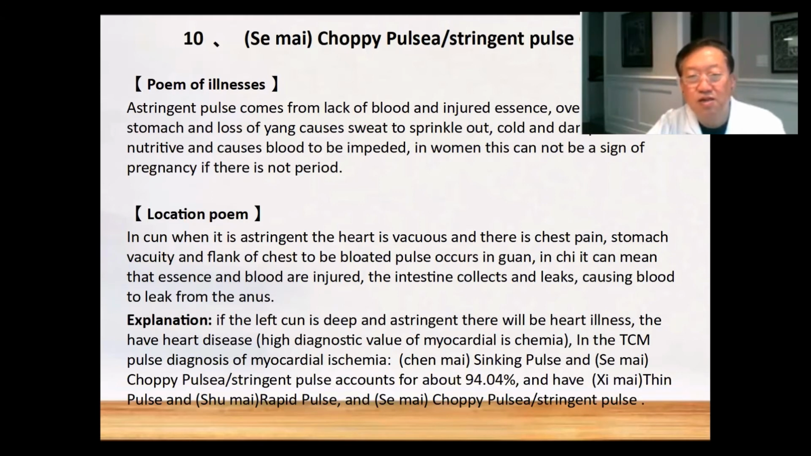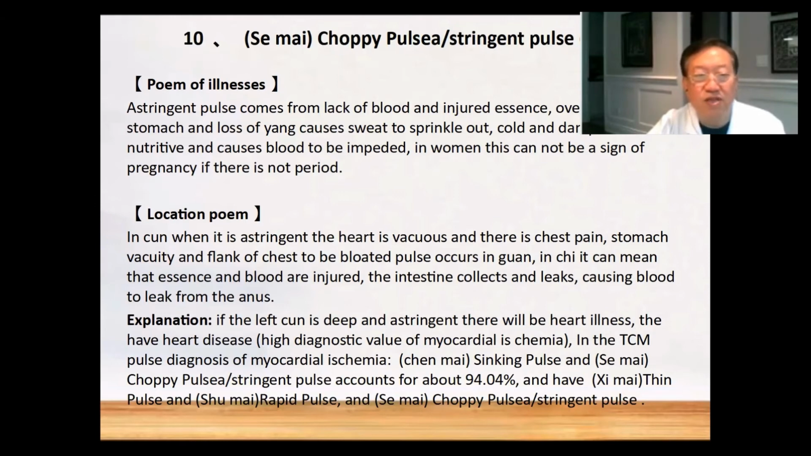Location poem. In Xuan, when it's astringent, the heart is vacuous and there is chest pain. Stomach vacuity and flank of the chest will be bloated and occurs in Guan. If in Chur, it can mean the essence and blood are injured. The intestine collects and leaks, causing blood to leak out from the anus.